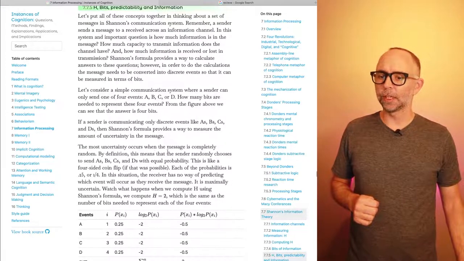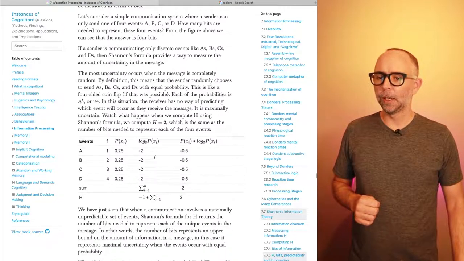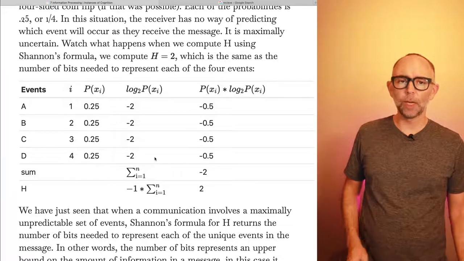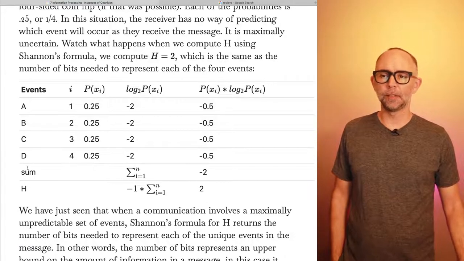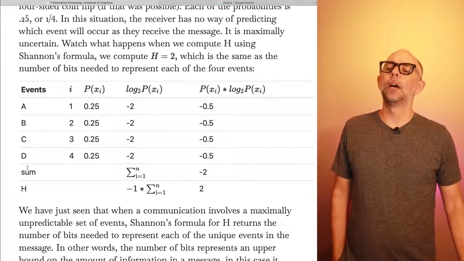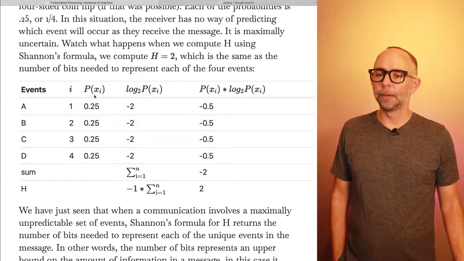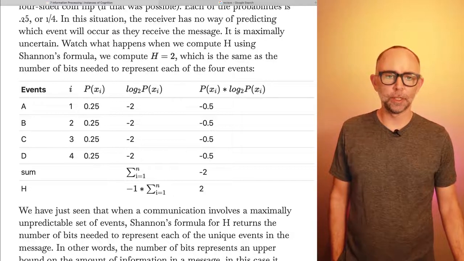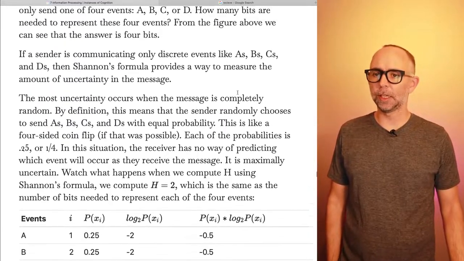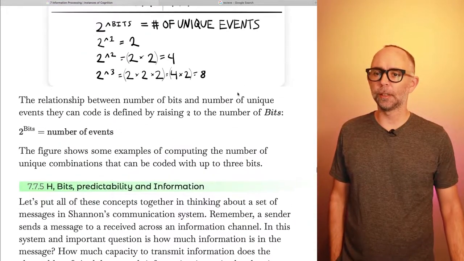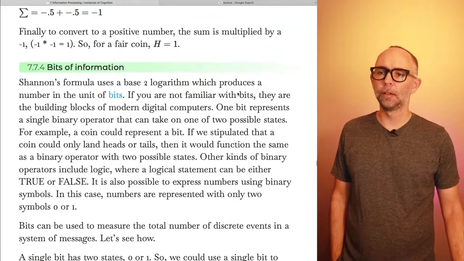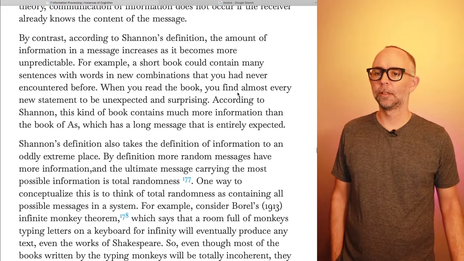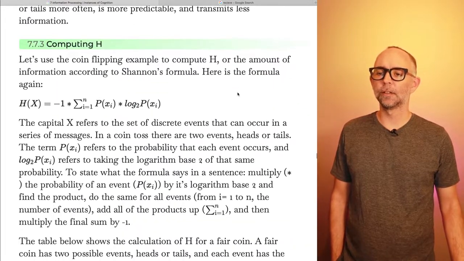So I'm just going to the textbook here, and let's take a look at this table. We have our 4 events, A, B, C, and D. I have put together some pieces of Shannon's formula so we could see how it all gets put together. If I scroll back up just to remind us about that formula, here it is. There's the formula.